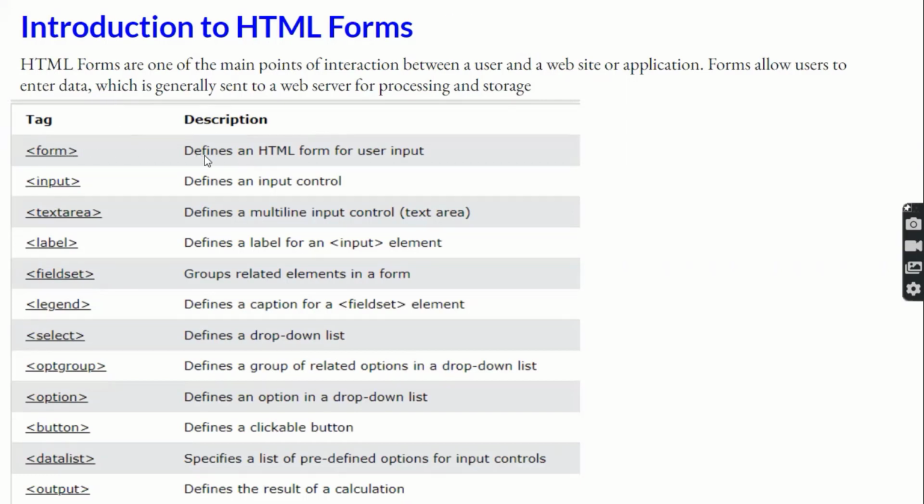So let's just take forms. Form defines an HTML form for user input. This is actually the model for all input that you want. So this is where the big deal actually occurs. You have the form, then you have input. Input defines an input control. What that means is that it is actually the box where you input, like write what you need to send out.